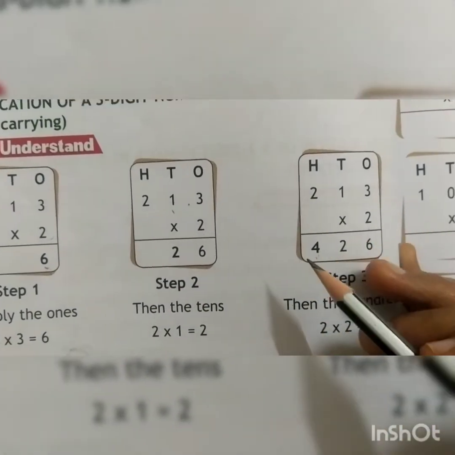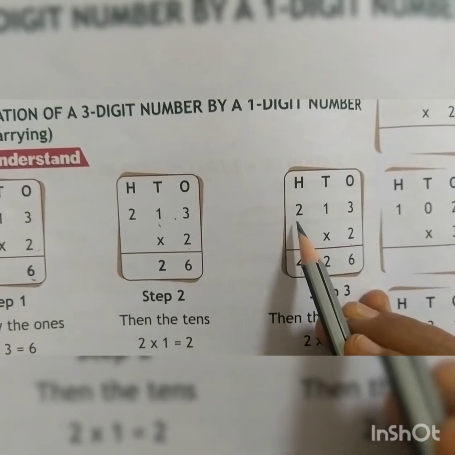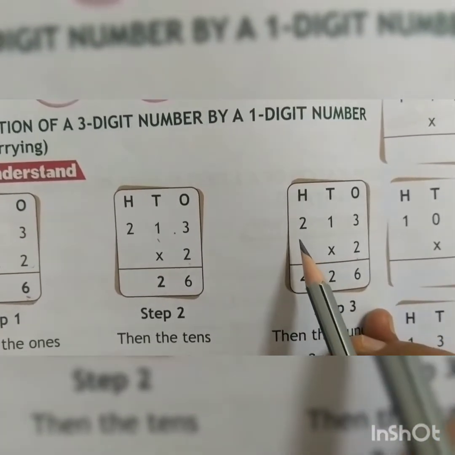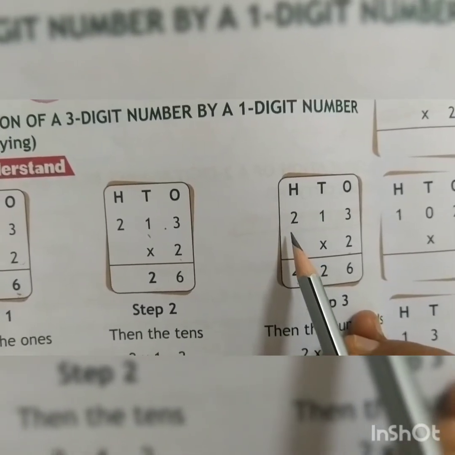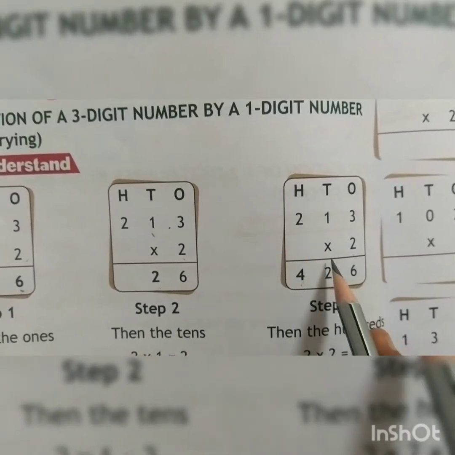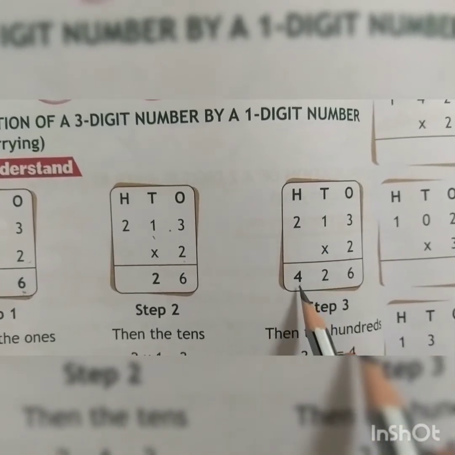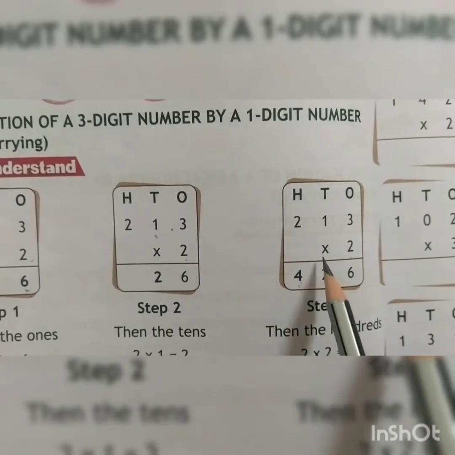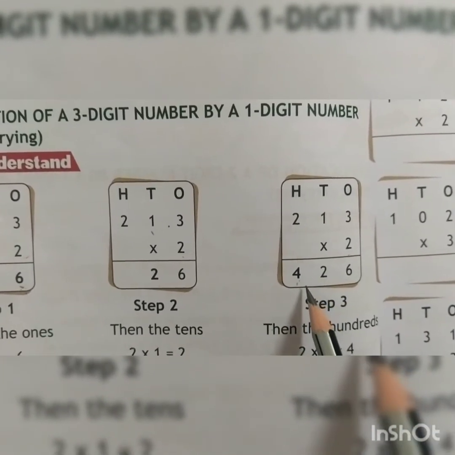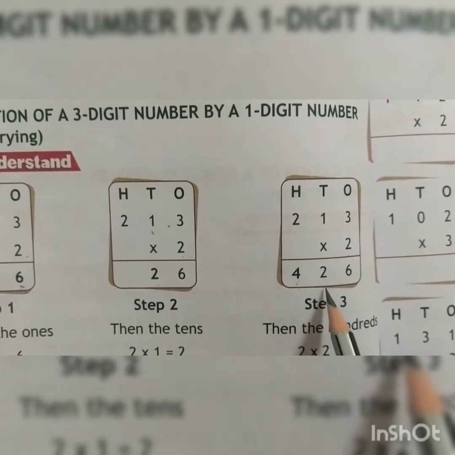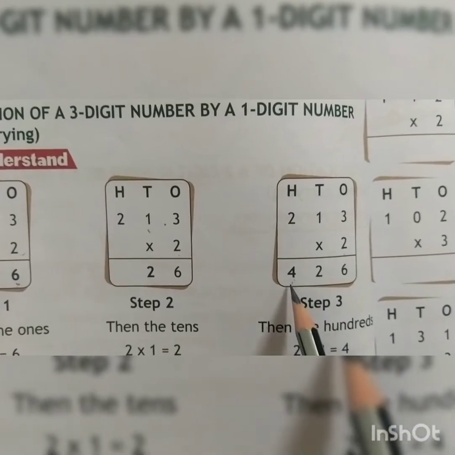Then step 3, we have to multiply the number at the place of hundreds. Okay, all of you look here. Yes, at the place of 100, the digit 2. 2 times 2. What is the answer? Yes, 2 times 2, that is equal to 4. So, the answer is 426.